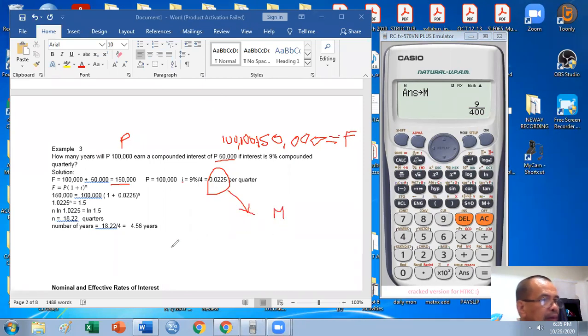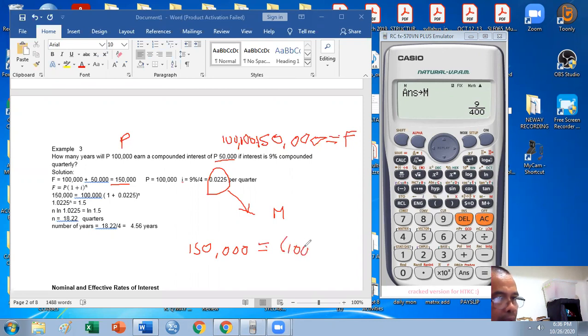So, ang mangyayari ngayon, yung 150,000 mo, 150,000 is equal to 100,000. Bali, ang mangyayaring equation natin, 150,000 is equal to 100,000 times (1 plus m) raised to the n, where n is the number of quarters.